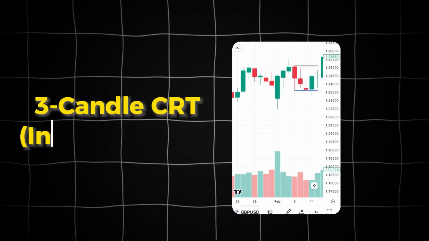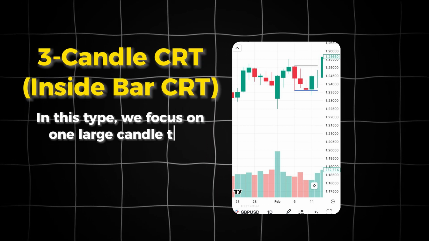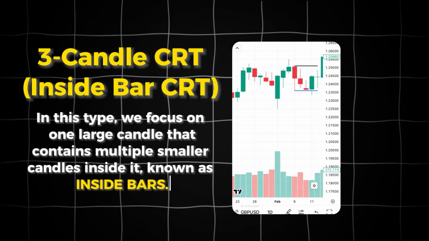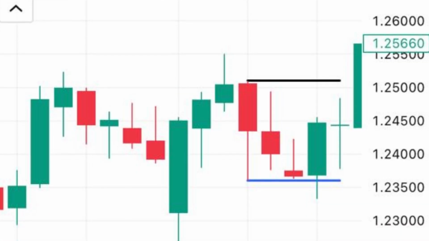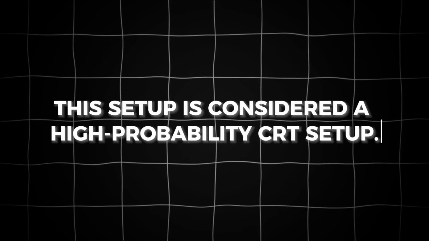3 candle CRT, inside bar CRT. In this type, we focus on one large candle that contains multiple smaller candles inside it, known as inside bars. The high and low of the large candle become our key levels. The smaller candles inside the range are not considered key levels. When the price reaches the key levels of the large candle, we wait for confirmation on a smaller time frame and enter the trade. This setup is considered a high probability CRT setup.